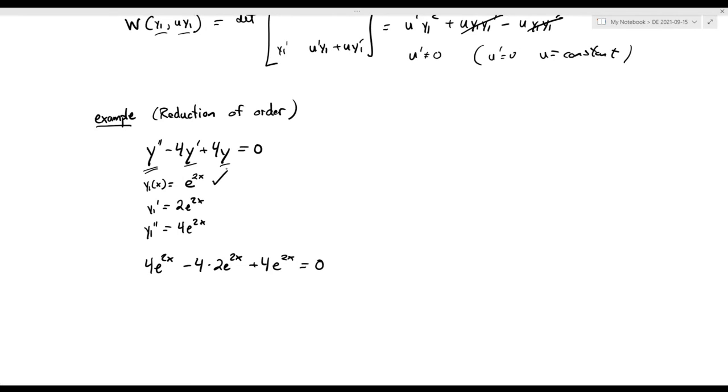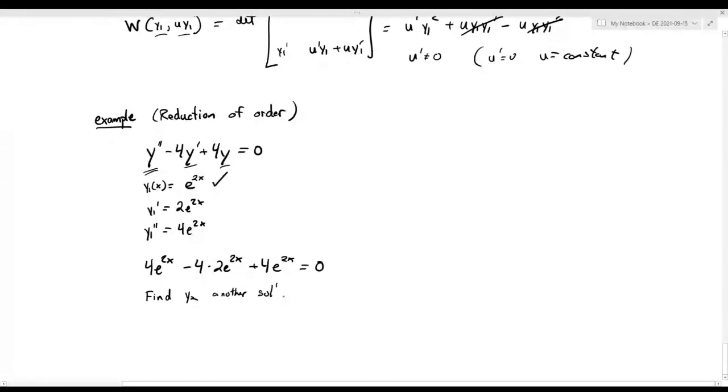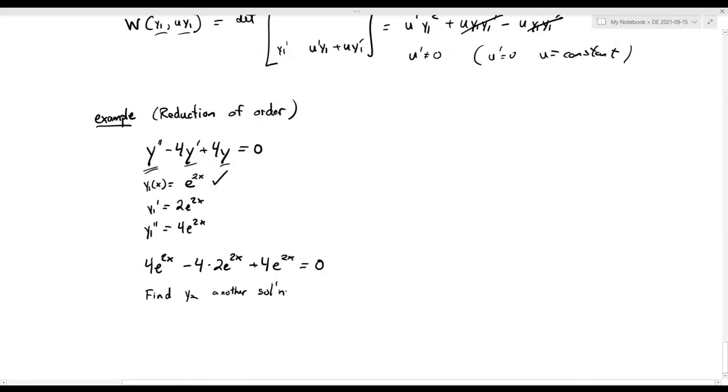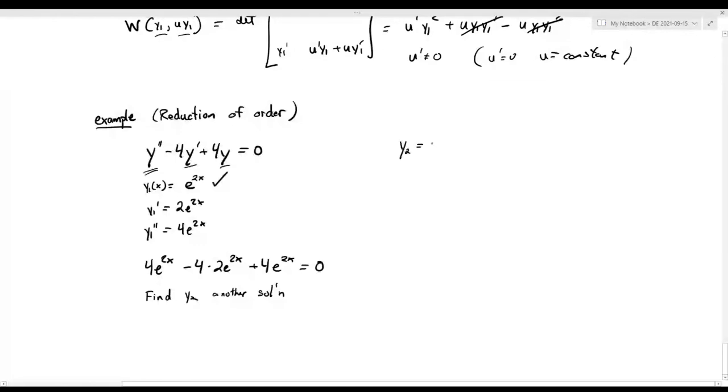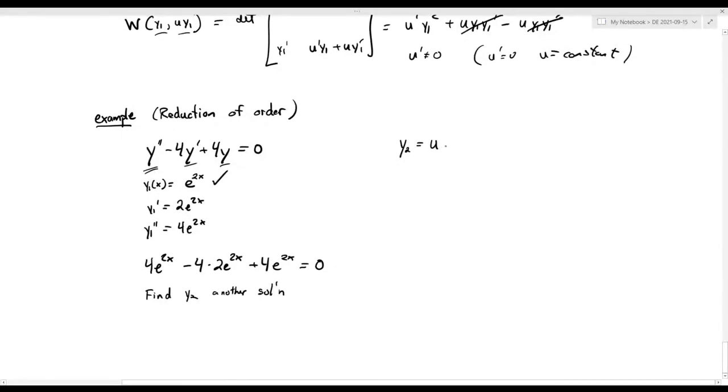So now, given that, we want to find another solution. Let's call it y2, which is another linearly independent solution. So reduction of order says that we can assume that y2 is simply some unknown function u times y1.